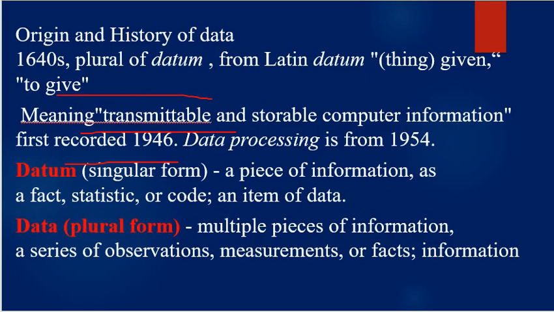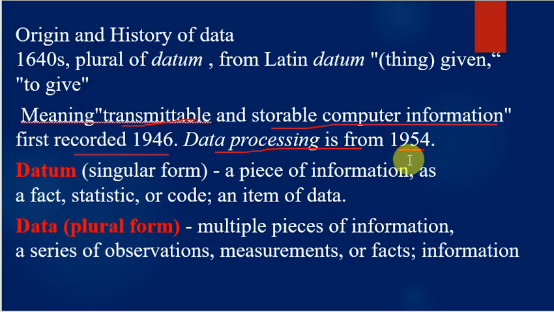So, the origin or history of the data. In the 1640s, the plural form data is derived from the Latin word datum. So it is a Latin word, datum, meaning things given, or we can say to give. When you say it in computer language, it is transmittable or storable computer information. It is recorded in 1942, and later the term data processing is from 1954.